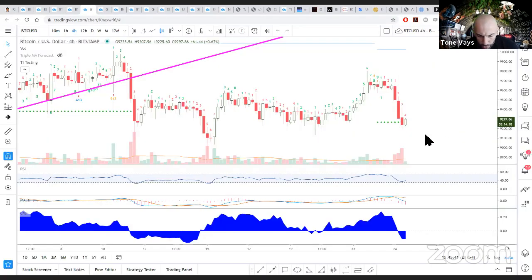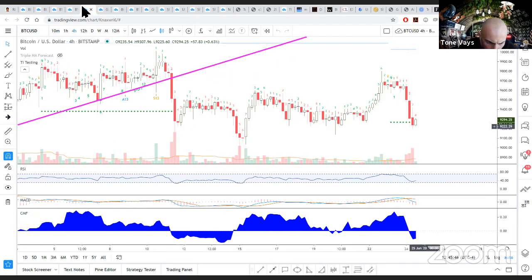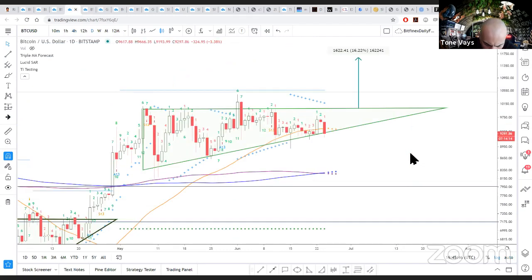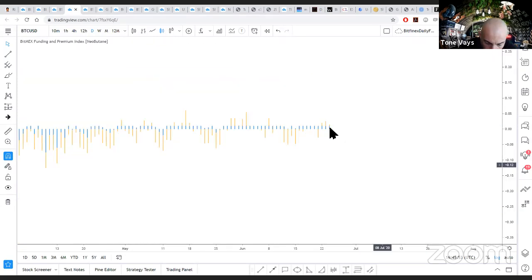Let's see if the 4-hour chart is interesting. At the moment, the 4-hour chart is looking kind of rough. I want to look at the BitMEX funding rate. I forgot about that part. So if I'm looking at the BitMEX funding rate, it is actually favoring the bears.